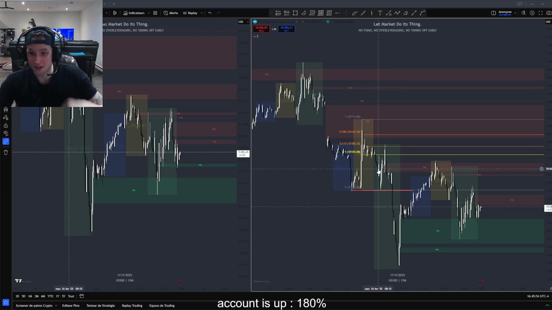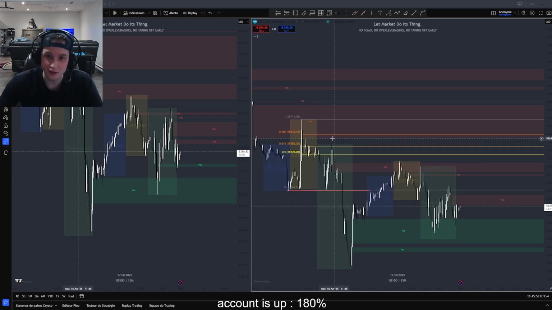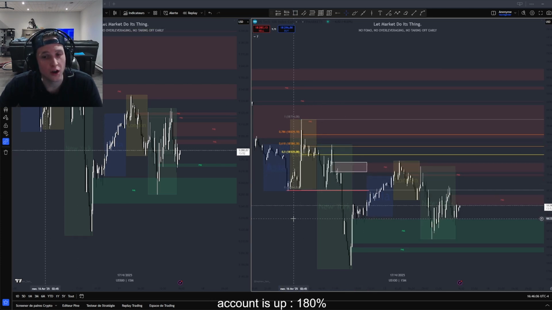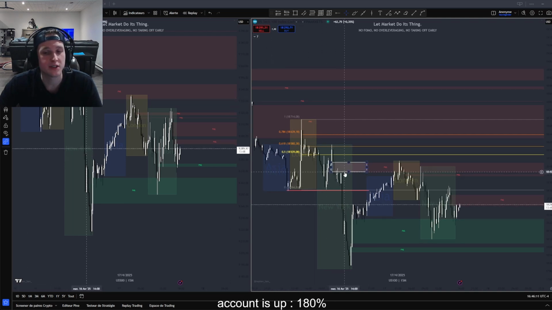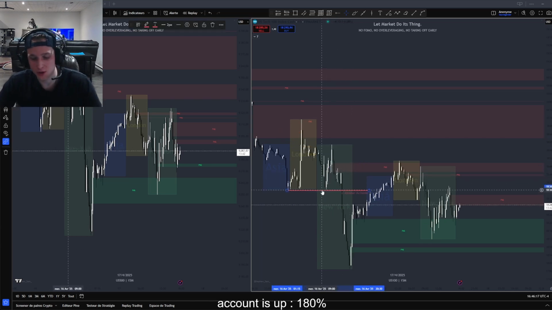And then reject it. Once you see that, if you didn't enter here, you can enter here if you have some sort of entry model that could go into here. But if you didn't enter here and you get this displacement out of it, you could also take a high confluence trade here to target this low and even lower.